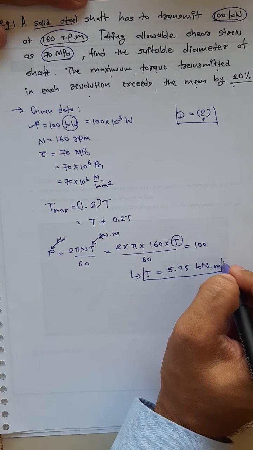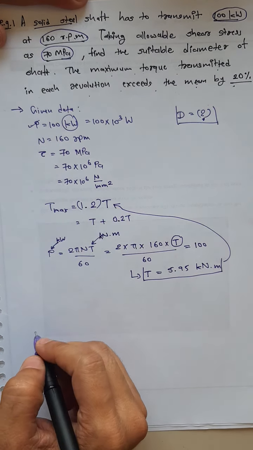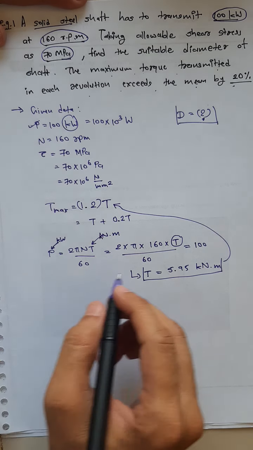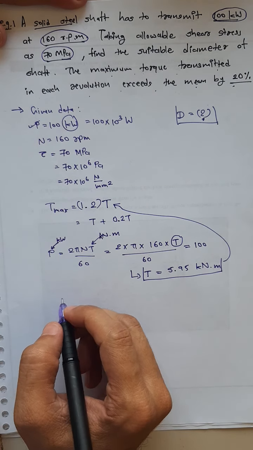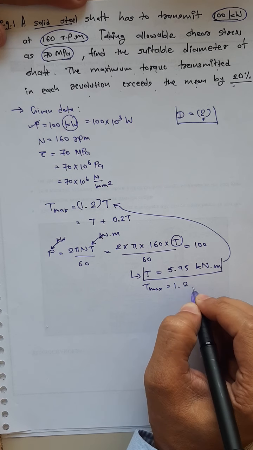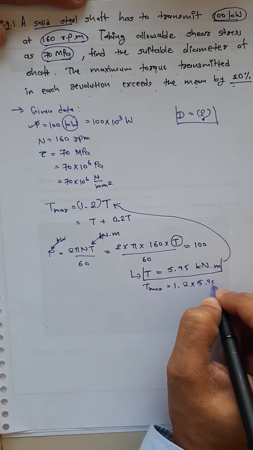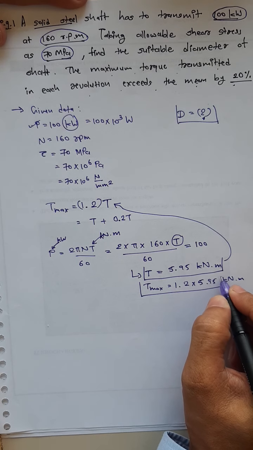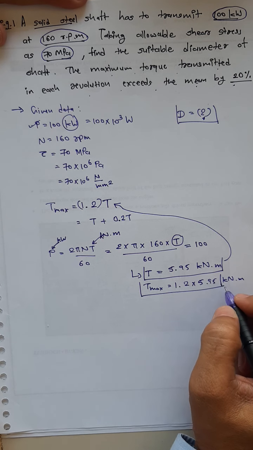We know that our maximum torque T max is equal to 1.2 times T. So simply substitute the value over there. You get T max is equal to 1.2 multiplied by 5.95 kilonewton into meter. That is our maximum torque.